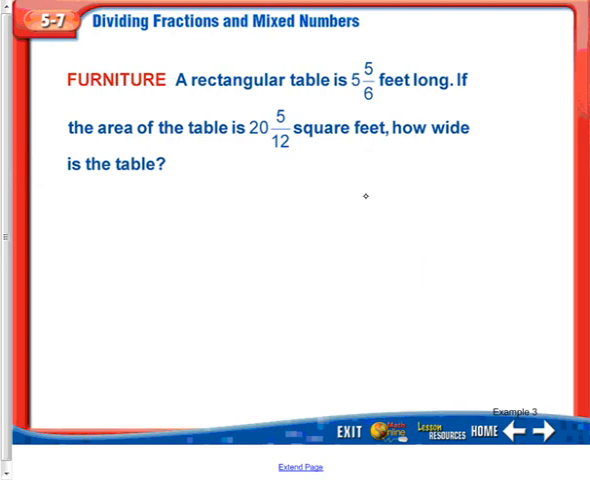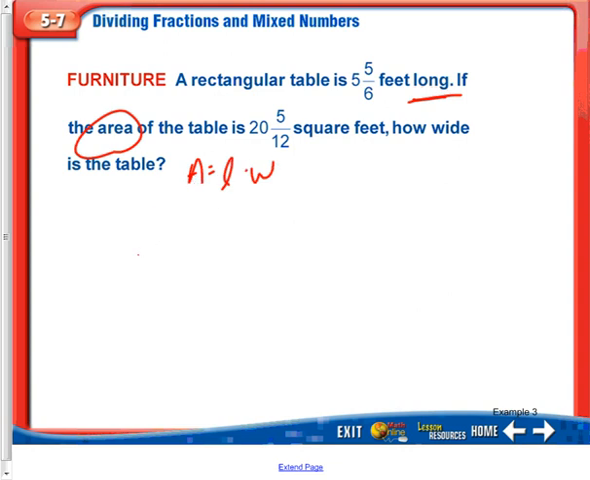A rectangular table is 5 5/6 feet long. Okay, so we're talking about the length. If the area of the table is 20 5/12 square feet, how wide is the table? Well, if we remember what we know about area, area equals length times width. So if we're talking about length here and area being here, well, to solve for the width, we're going to have to divide by the length.